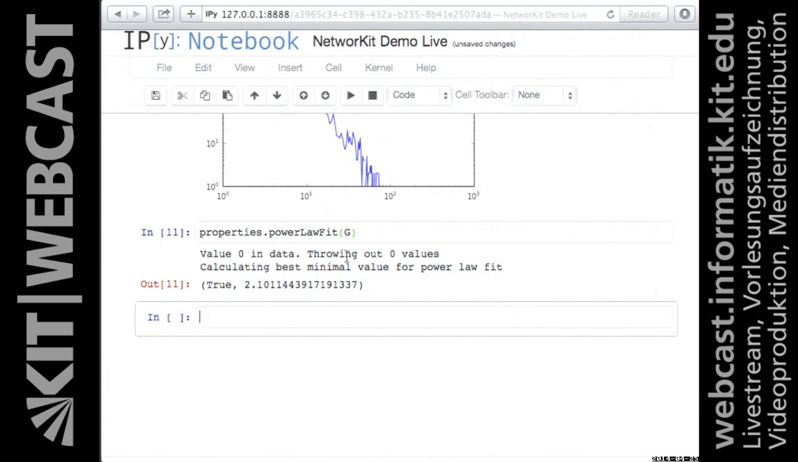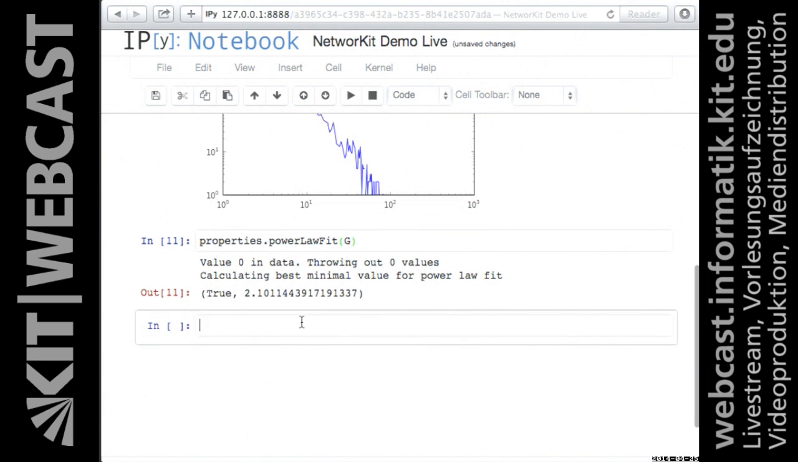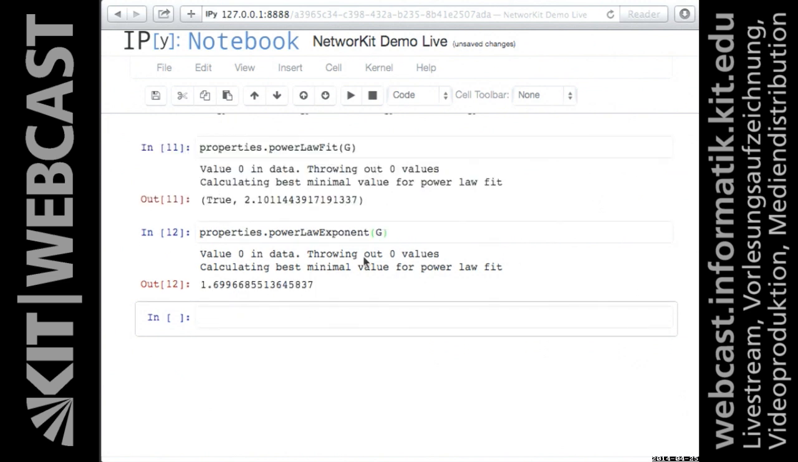The power law model performs a statistical fit of the distribution and says it's true, it's most likely a power law distribution. And it also gives us the exponent, which is 1.69, which is a typical exponent for a complex network or social network.